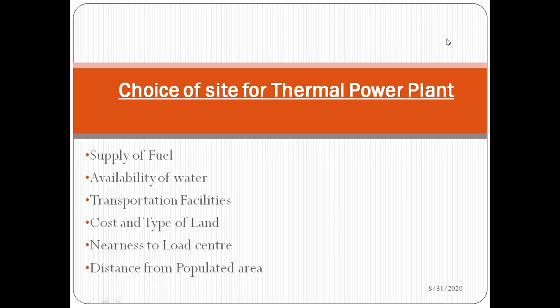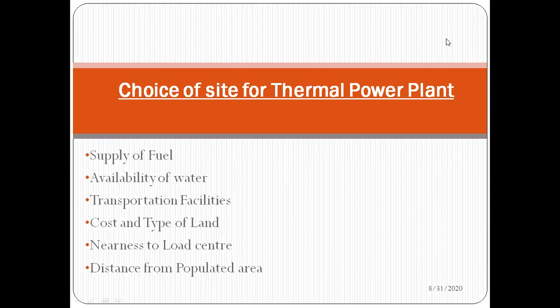One of the most important things is that in order to transmit the power from the generating station to the load center, certain distribution and transmission losses occur. So in order to reduce these distribution and transmission losses, this thermal power plant may be allocated nearest to the load center.